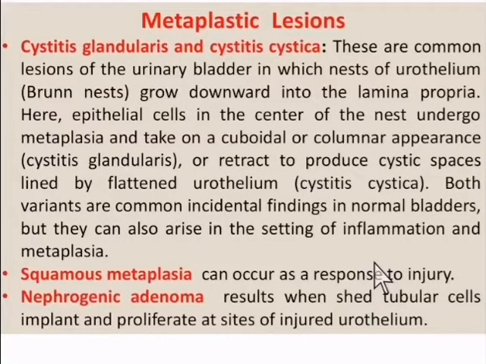Number 2, squamous metaplasia, وطبعا occurs as a response to injury. Number 3, nephrogenic adenoma, results when shed tubular cells implant and proliferate at sites of injured urothelium. Sometimes أكيد راح يصير sheddings of tubular cells. Sometimes there will be implantation of these cells at site of injury, forming a nephrogenic adenoma.